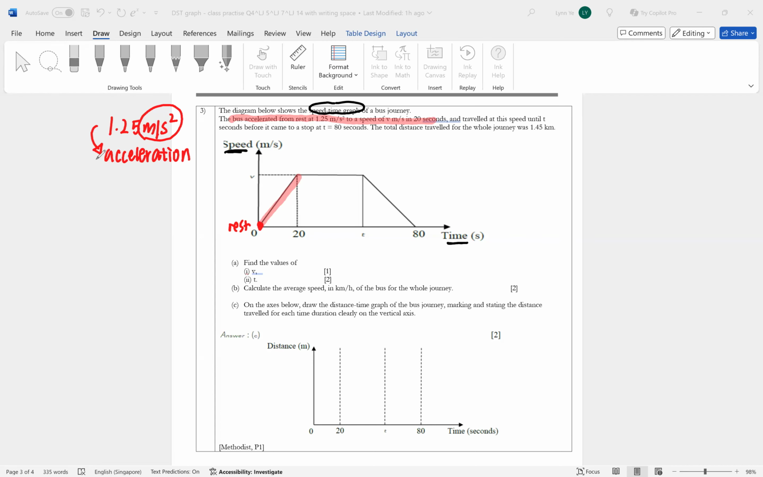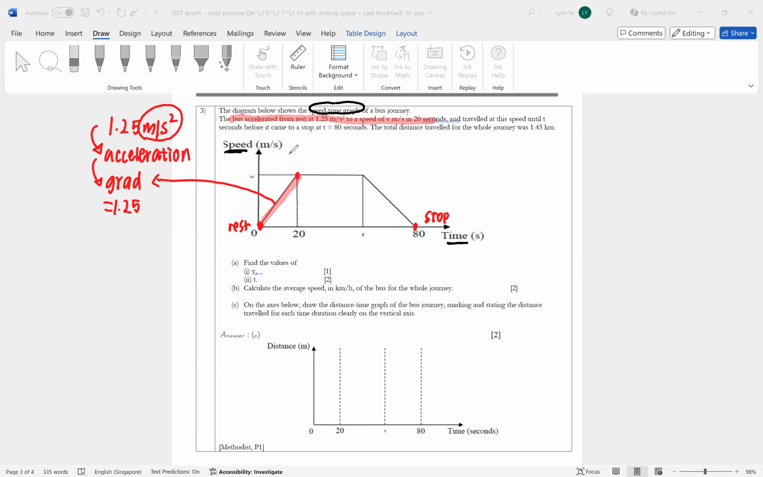So how do you tell the acceleration from a speed time graph? It's actually the gradient of the slope. So they're indirectly telling that the gradient of this red color one is exactly 1.25. So this is how everything is being linked. So right now, it travels at this speed until t seconds before it comes to a stop at 80 seconds. So it stopped here. We come from a rest and then we have stopped at 80 seconds.